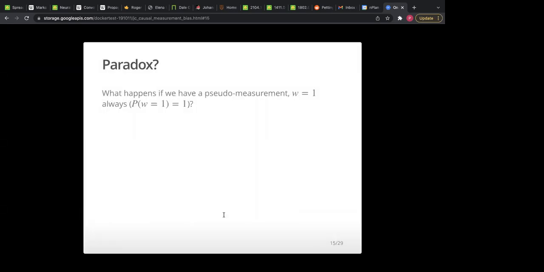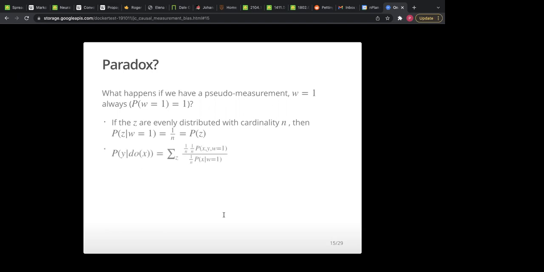A couple more clicks. So if we just say we have an observation, but that observation is completely random, and we have n values of z. Observing any specific w would just tell us it's out of the standard distribution of z. Now, if you plug this into the formula, we get just the classical conditional probability, and at some point doing this, we clearly lost causality.